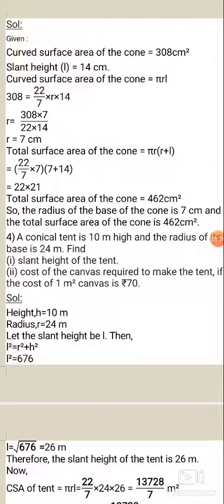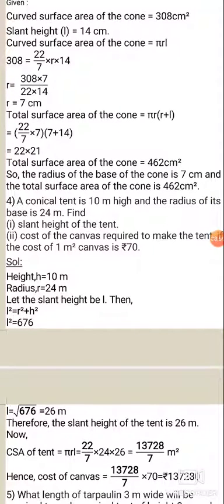Now the CSA. So CSA is required to make the tent, so the curved portion only. No need of that basement. So CSA of the tent is equal to pi RL. That is pi 22 by 7 into radius, which is given as 24, into slant height 26. Now multiply it and divide by 7. So keep it in that way.